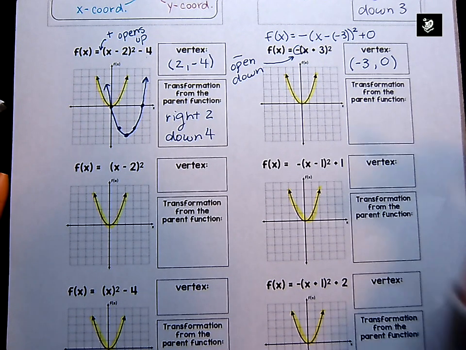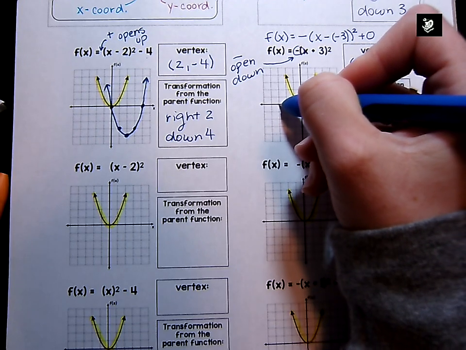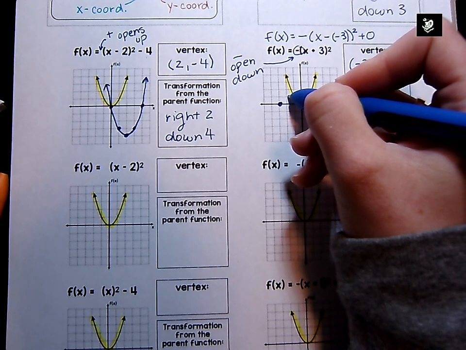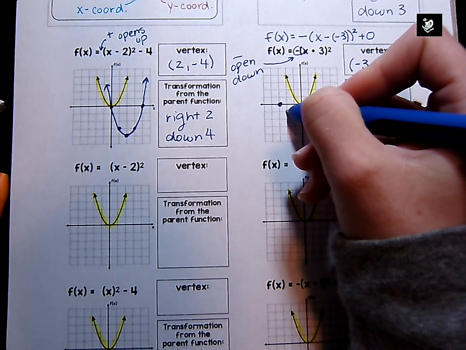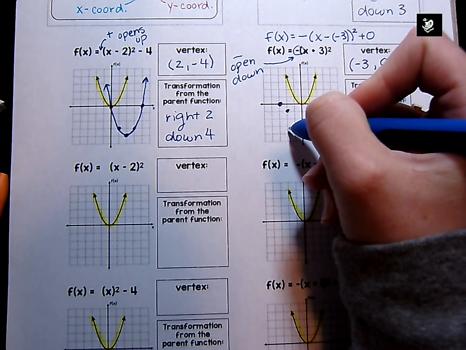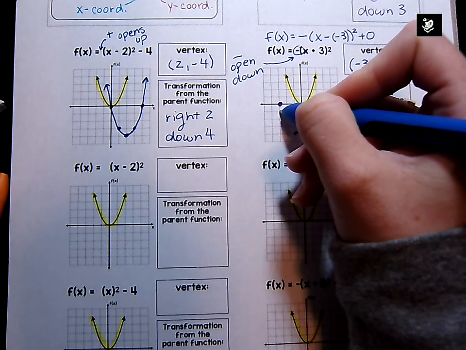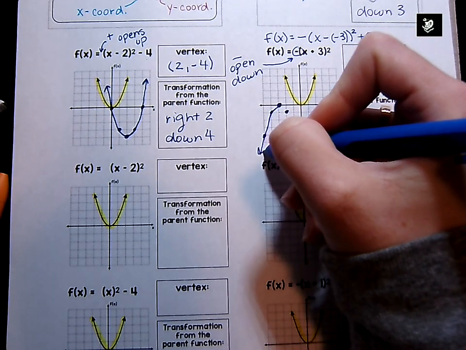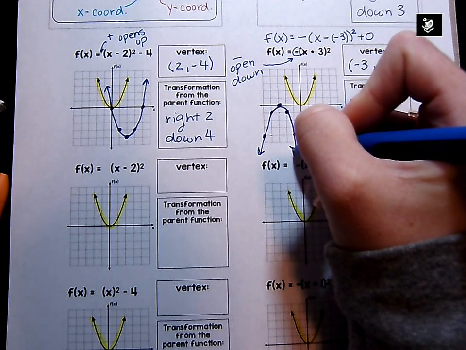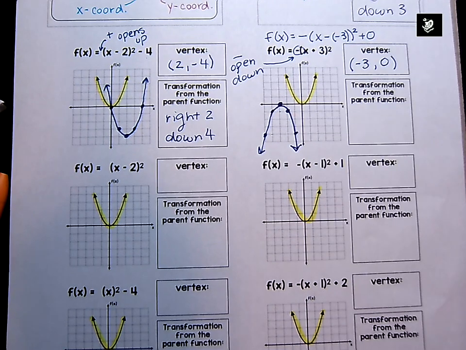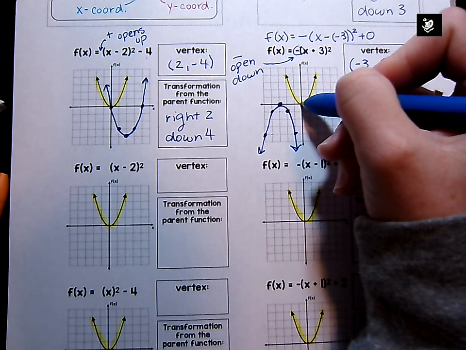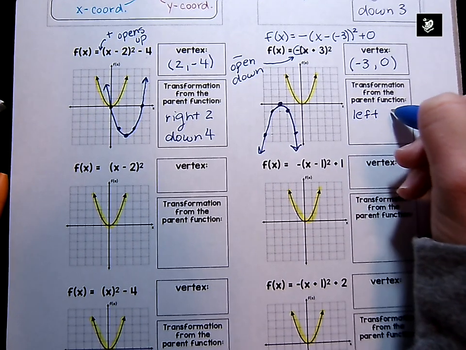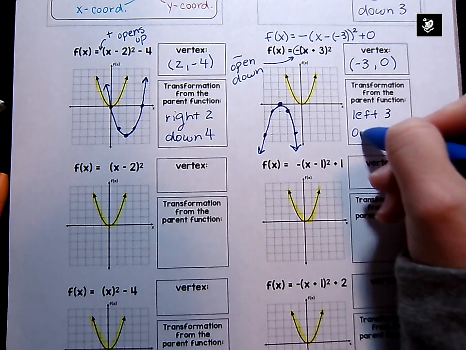So if I graph my vertex, I'm going -3 and 0. And instead of going up 1 to the right 1, I have to go down 1 over 1 because it should be opening down. Down 3 over 1. Down 1 over 1, down 3 over 1. And when I draw, I should have a parabola that opens downwards because of that negative. So the transformation from the parent function is all I did was go left 3. And opens down.